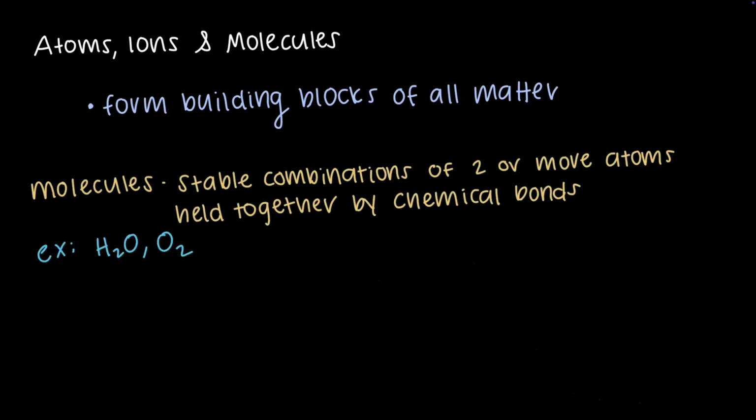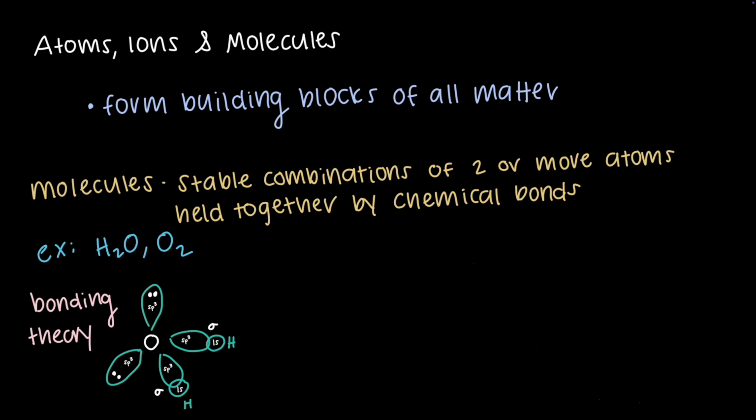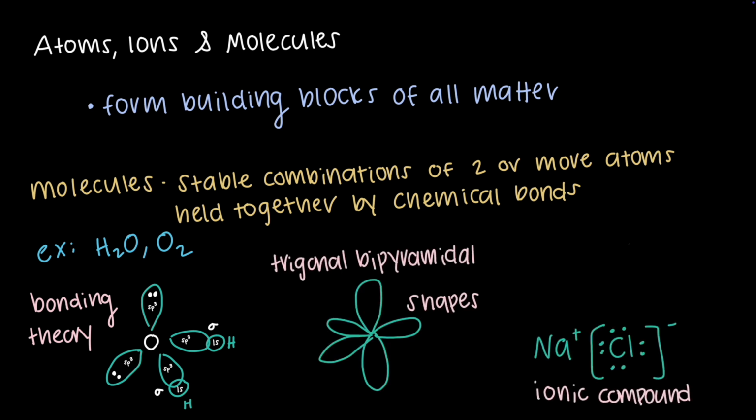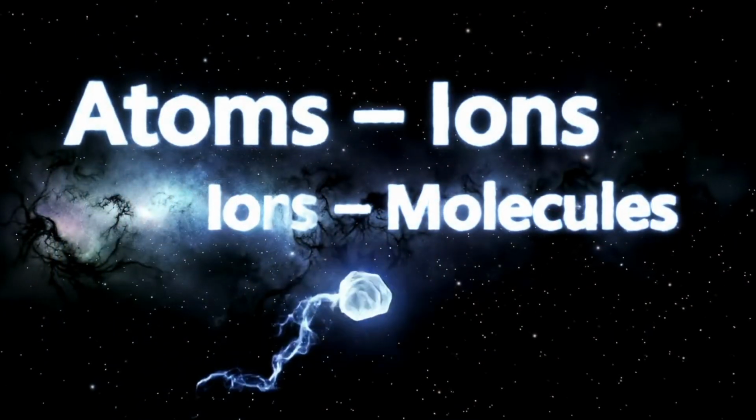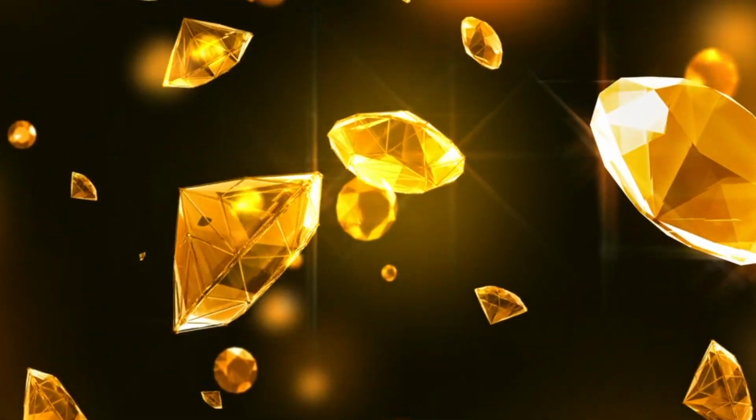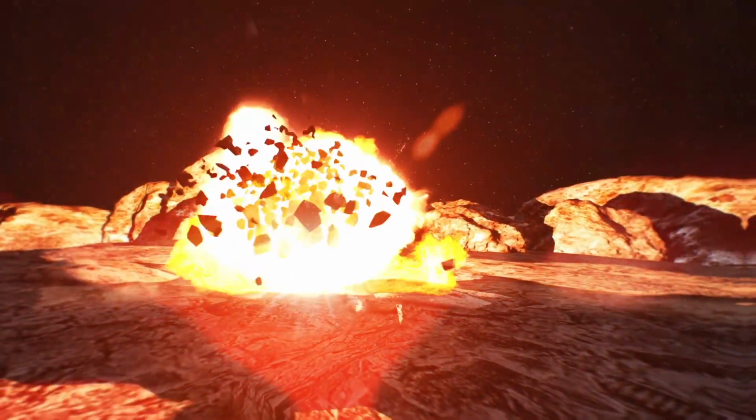Molecules are stable combinations of two or more atoms held together by chemical bonds. When we talk about molecules, we get into bonding theory, shapes of molecules, and the difference between ionic and covalent compounds. The better you understand atoms, ions, and molecules, the easier it is to connect the microscopic structure of matter with its macroscopic properties, something you'll see over and over in chemistry.